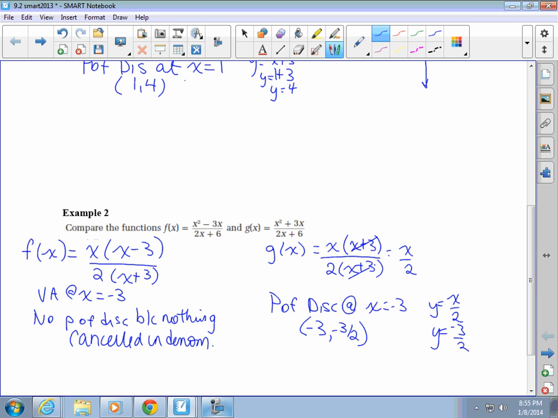This one, because I'm not left with a variable in the denominator, I have a constant, but I can't go 2 not equal to 0. It doesn't work. So that means that I don't have an asymptote, because I don't have a non-permissible value.